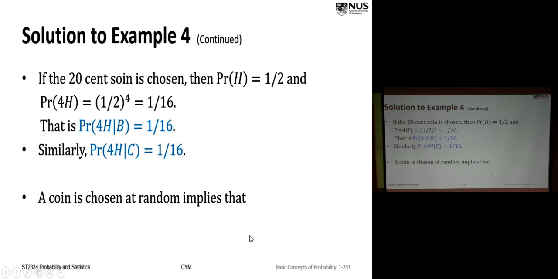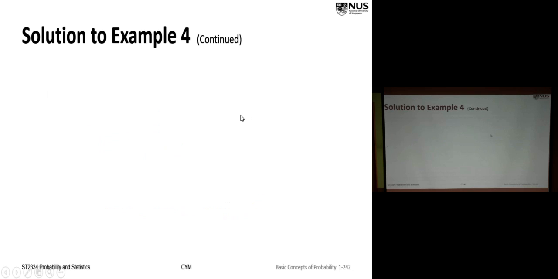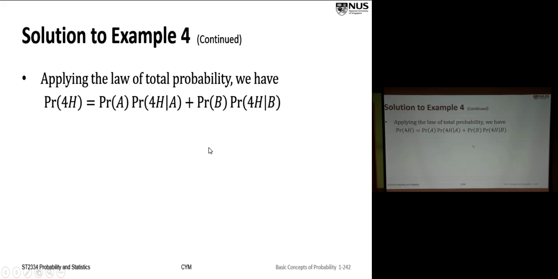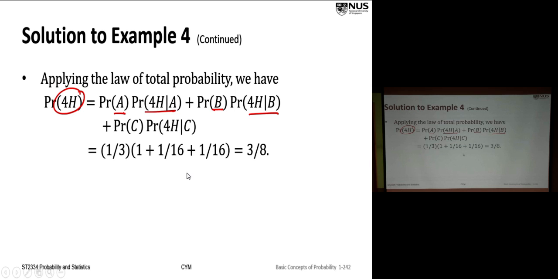So if we choose a coin randomly, each one should have a 1/3 chance. Applying the law of total probability, getting 4 heads is equal to: given A, you got 4 heads; given B, you got 4 heads; and given C, you got 4 heads, each weighted by 1/3. So the chance of getting 4 heads is 3/8. It's not 1, but the chance is much increased from 1 over 16 to 3 over 8 because there's one coin that has 2 heads.